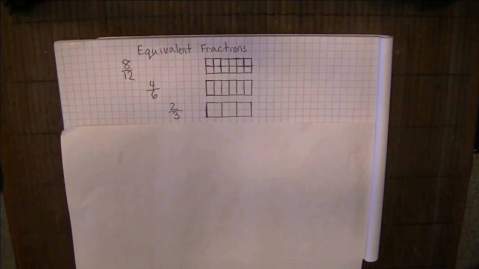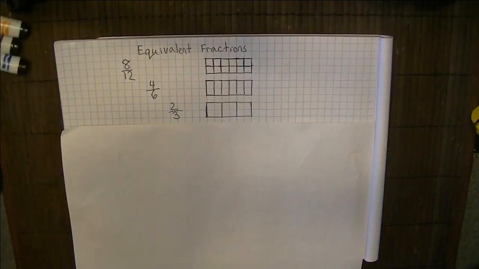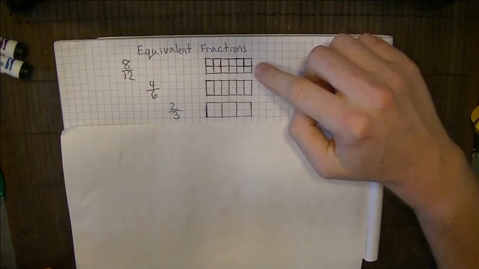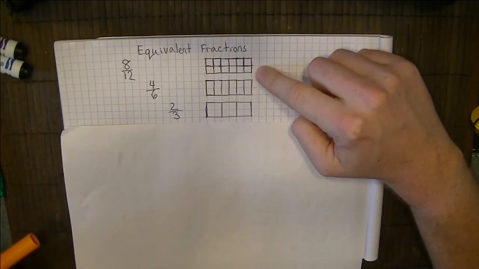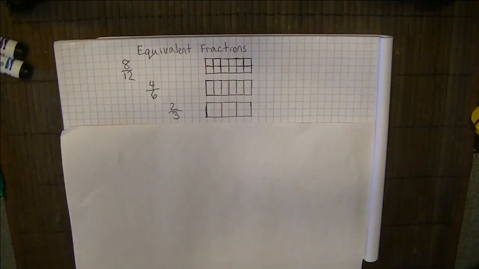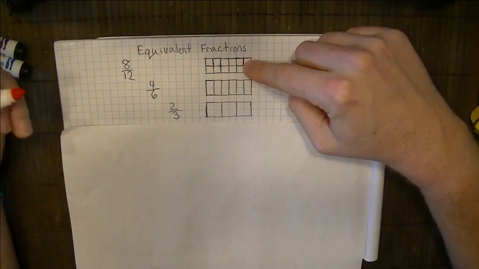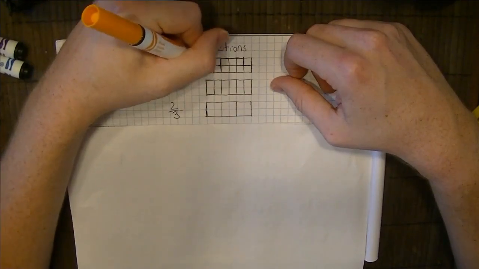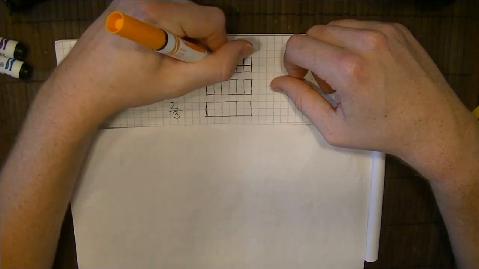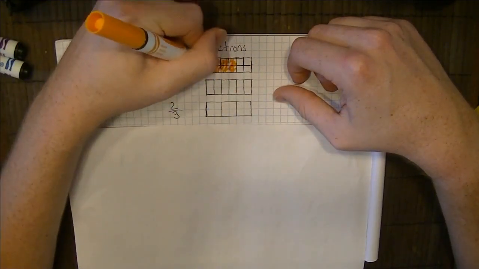Okay, let's take a look at equivalent fractions here. So I have three fractions written out, 8/12, 4/6, and 2/3, and I'm going to color in a representation of 8/12. So here I've got 12 squares together, so each square is 1/12. So 8 of them would be, so here we go, 1, 2, 3, 4, 5, 6, 7, 8. So that's 8/12 right there.